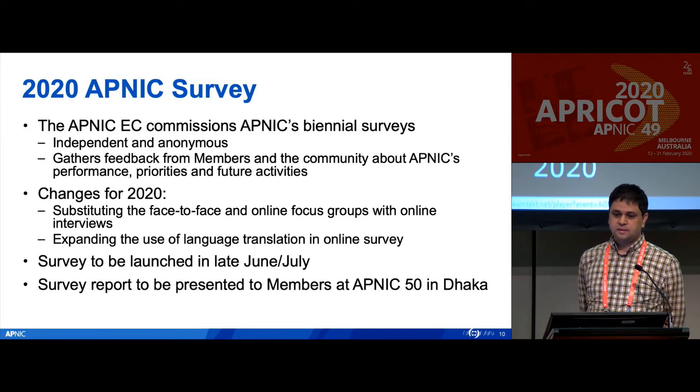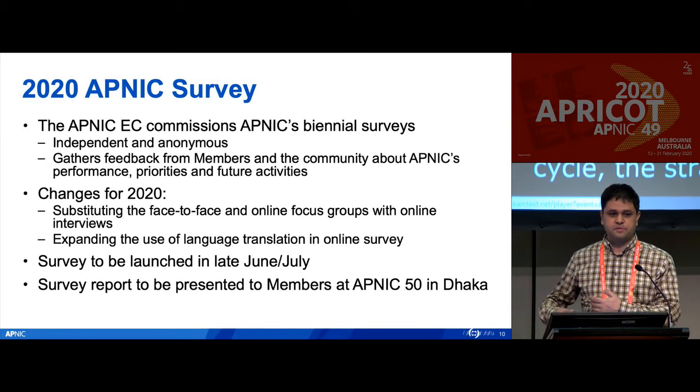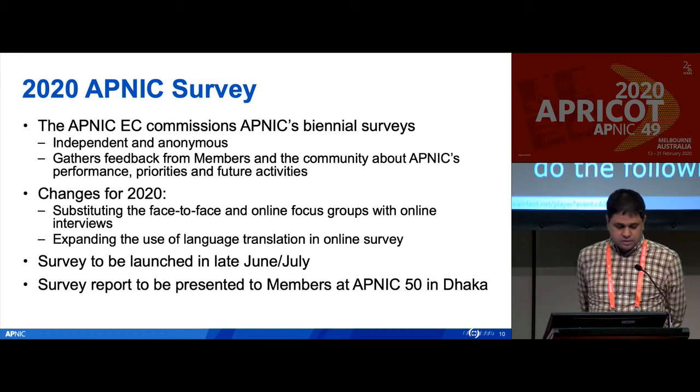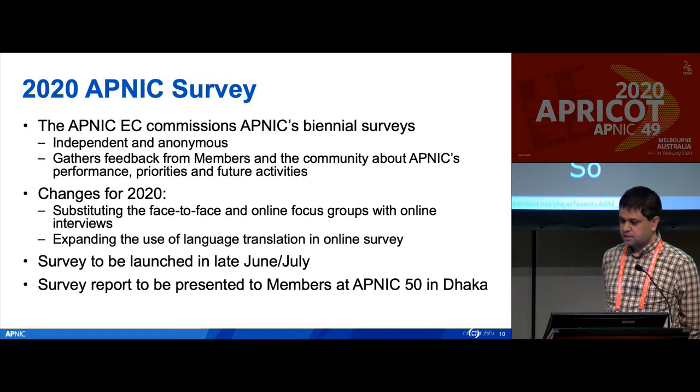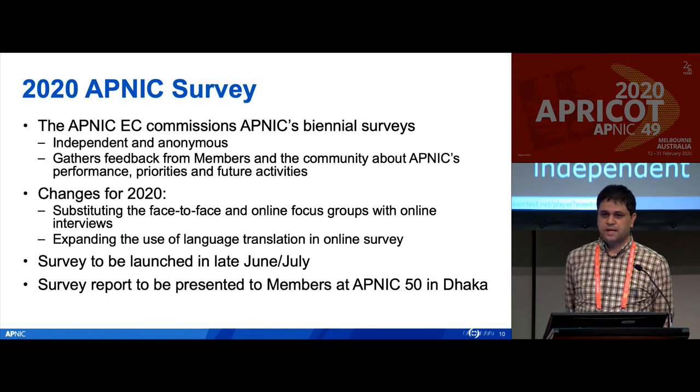And basically, if you look at it, the planning cycle and the strategic planning cycle kind of works in tandem with when the survey happens. The survey happens, the report comes out, the following year, we do the following 2 years of planning. And then that cycle continues. So the APNIC EC commissions our survey. It is independent and anonymous. It is not done by APNIC Secretariat.